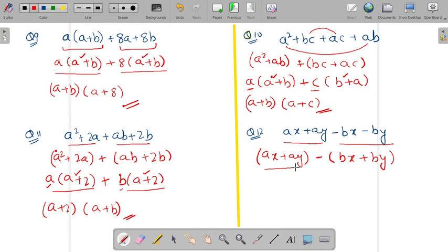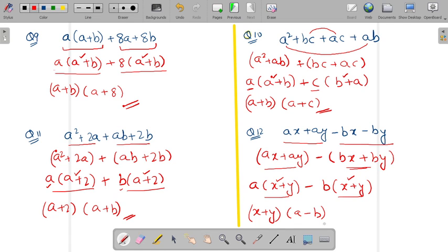Now from this, a is common, so x plus y. Minus, what is common from here? b is common, so x plus y. Now observe, can you see anything common? Yes, x plus y is common. So we will take it out, and what is left out? A minus b. So this is in the form of factorization. I hope all these questions are clear to all of you. Thank you and have a nice day.